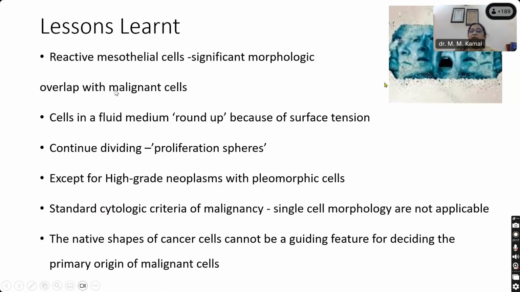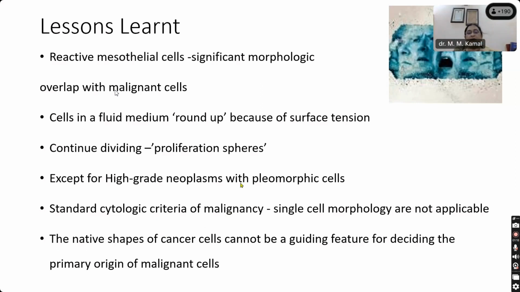Ma'am, the reactive mesothelial cells, there can be morphological overlapping with the malignant cells, and the cells in the fluid medium can round up, also because they can continue dividing, so there can be proliferation spheres. And except for the high-grade neoplasm with the pleomorphic cells, standard cytological criteria of malignancy, single-cell morphology are not applicable. The native shapes of the cancer cells cannot be a guiding feature for deciding the primary origin of malignant cells.